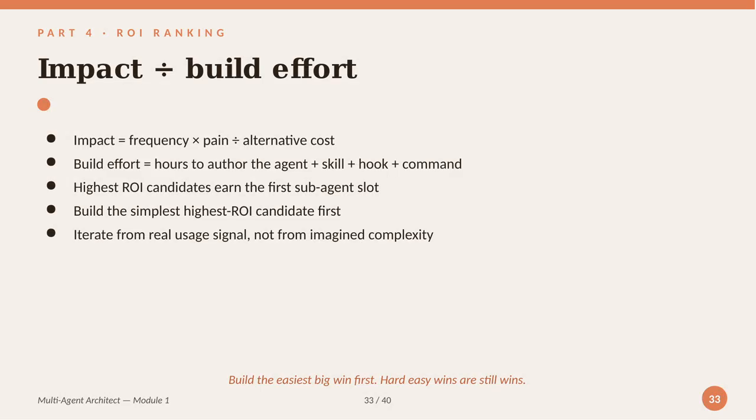Step 4. Rank by ROI. Impact equals frequency times pain divided by alternative cost. A task you do daily that's painful inline, where the alternative, single session, is actively losing time, scores high impact. A task you do weekly that's mildly painful, where single session works fine, scores low impact. Build effort.